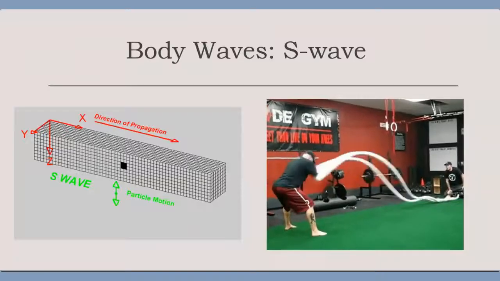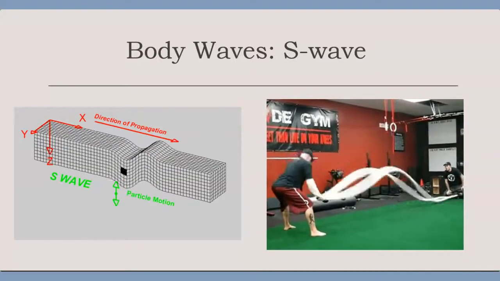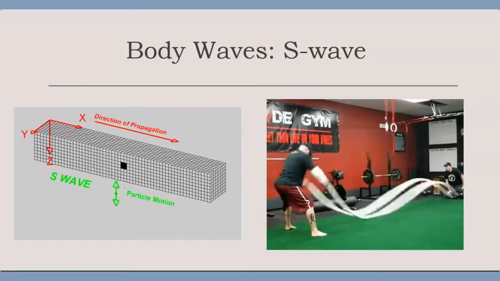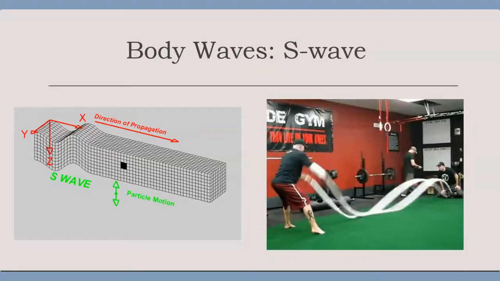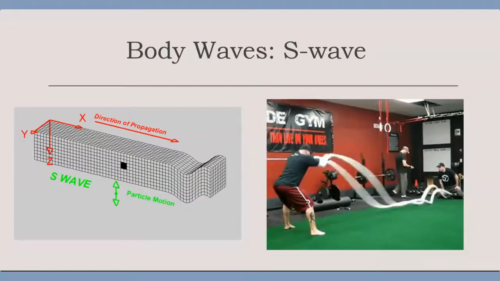S waves are also called secondary waves. They are slower than P waves, and they are also called sine waves. Their typical velocity in the crust is around 3 to 5 kilometers per second. Notice their up and down motion? This type of wave does not travel through anything liquid.